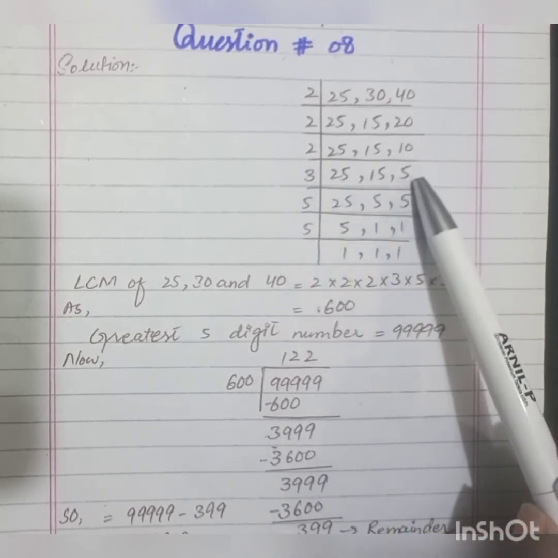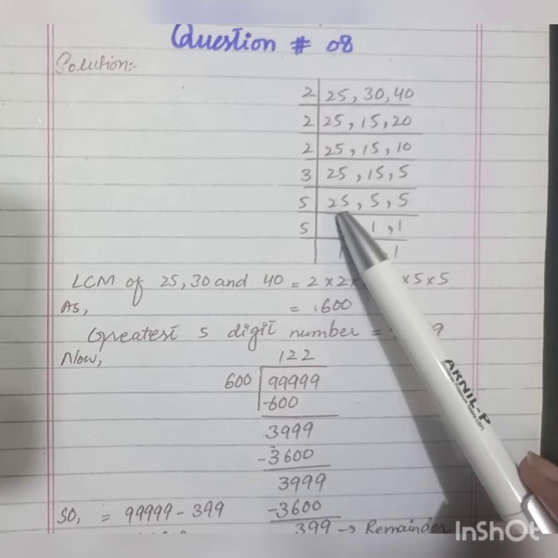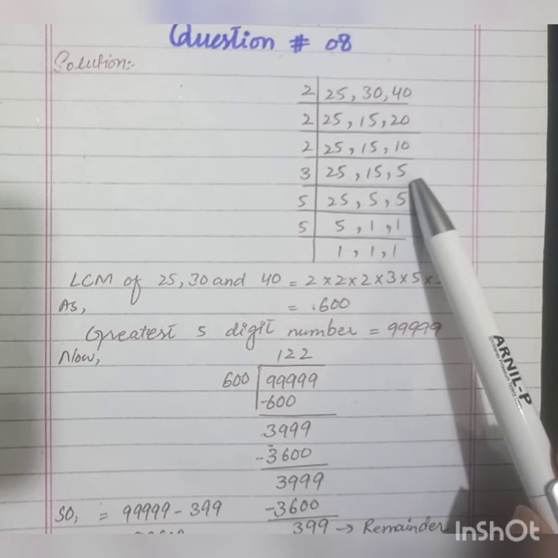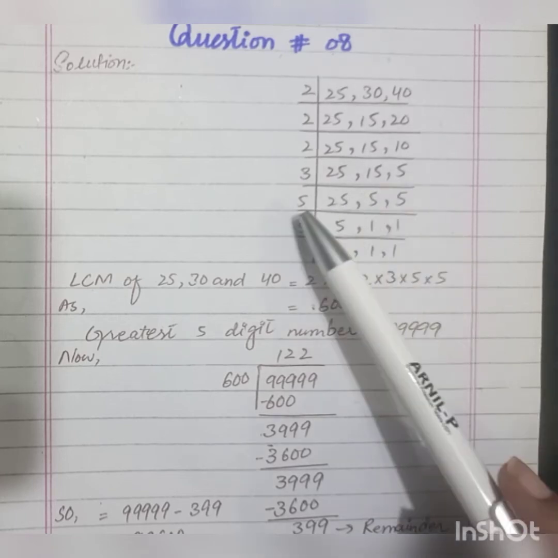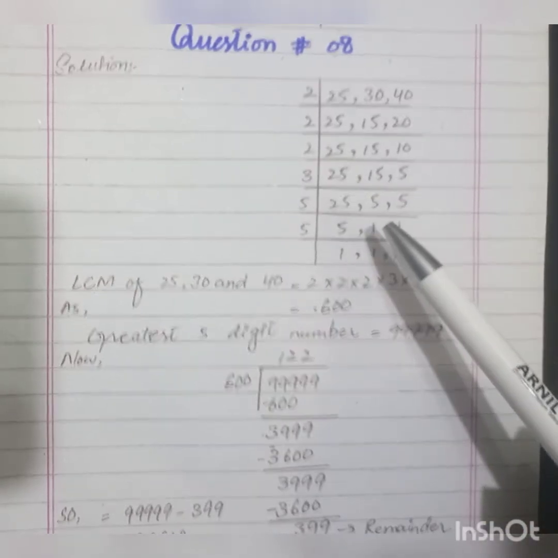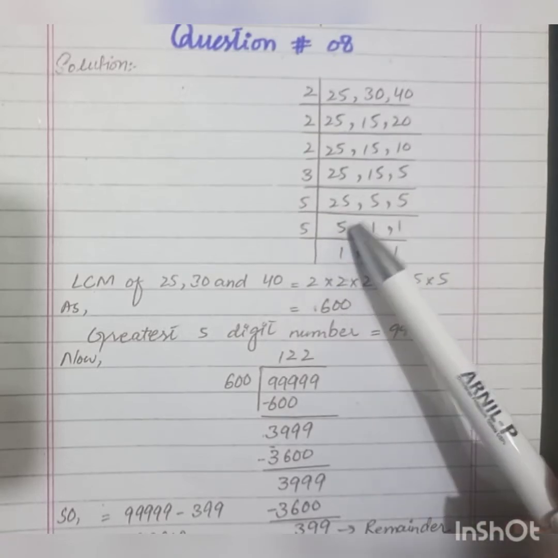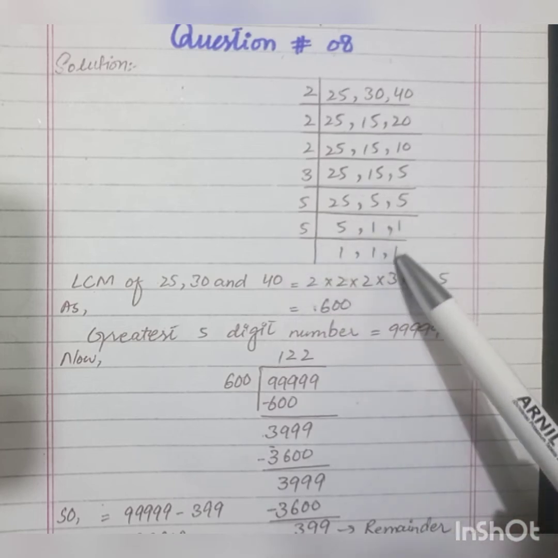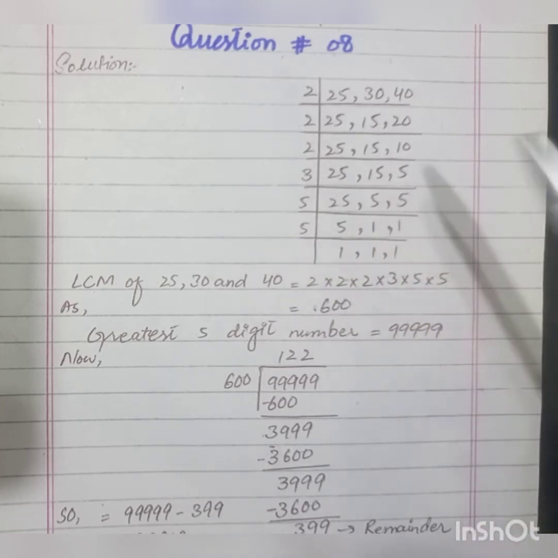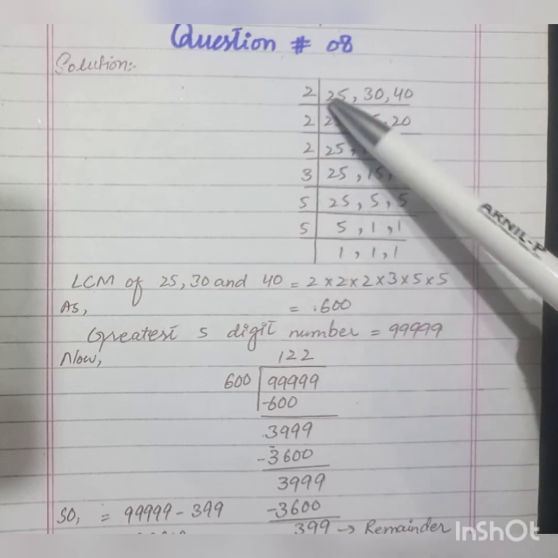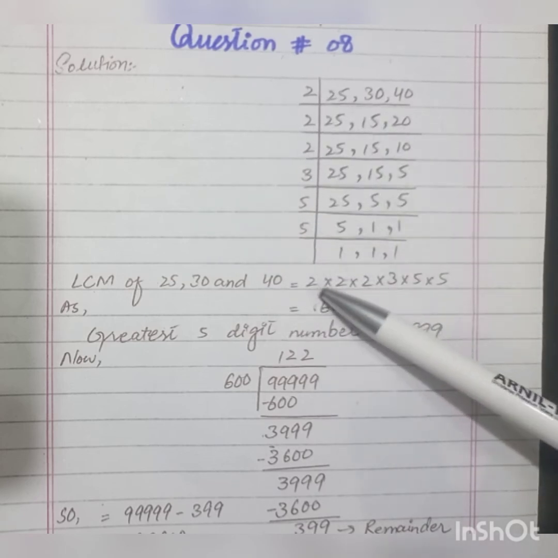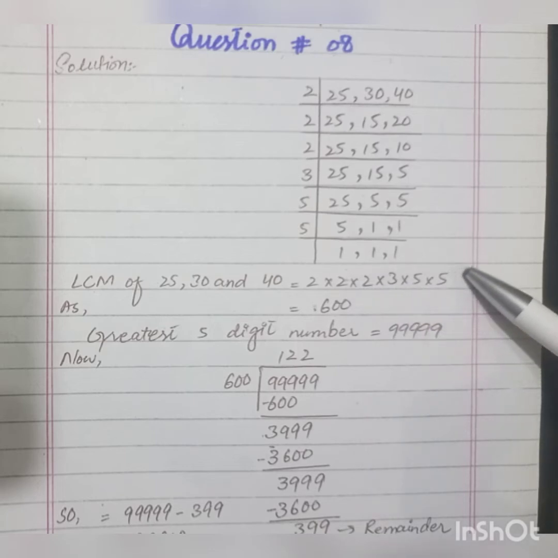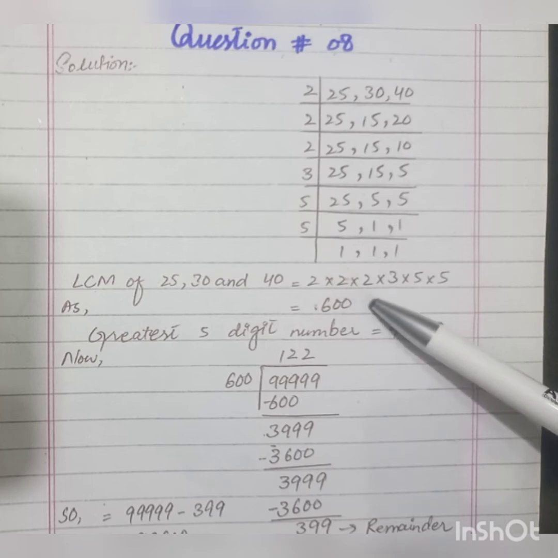Now these numbers can be divisible by 3. So 25 will remain as it is, 3 5s are 15, and 5 will be as it is, as 25 and 5 cannot be divisible by 3. Now students, these numbers can be divisible by 5. So 5 5s are 25, 5 1s are 5, and 5 1s are 5. Now 5 1s are 5, 1 as it is and 1 as it is. We know that the least common multiple of 25, 30 and 40 will be the product of these values, that are 2 multiplied by 2 multiplied by 2 multiplied by 3 multiplied by 5 and multiplied by 5. If we solve this product, then the answer is 600.